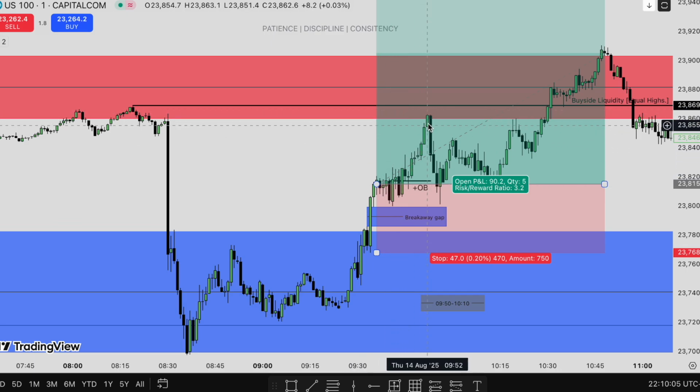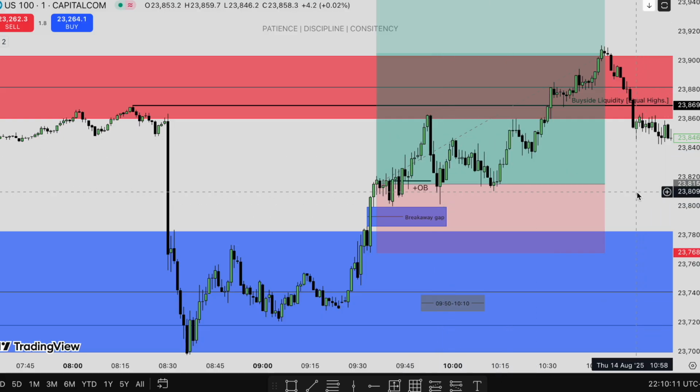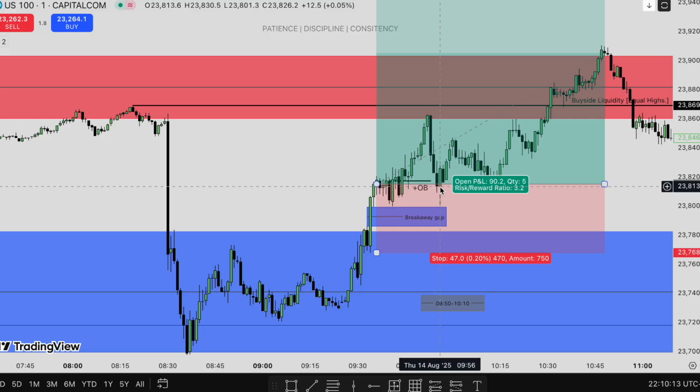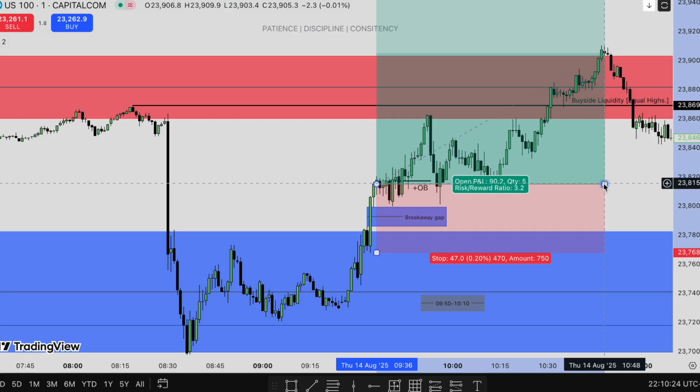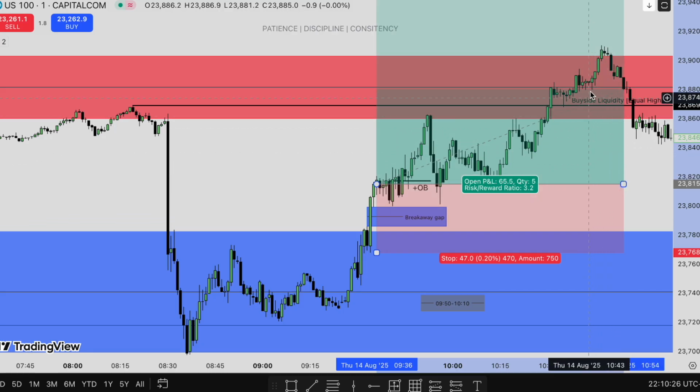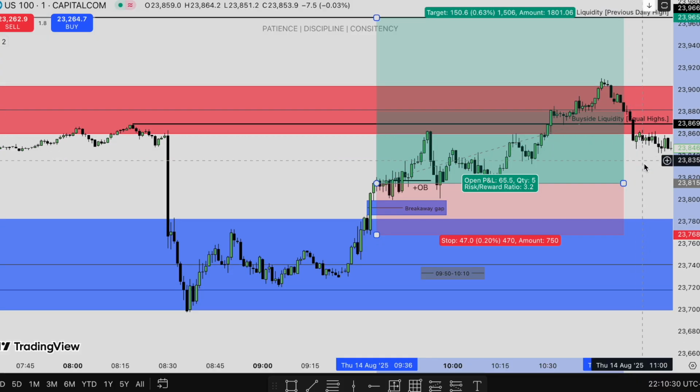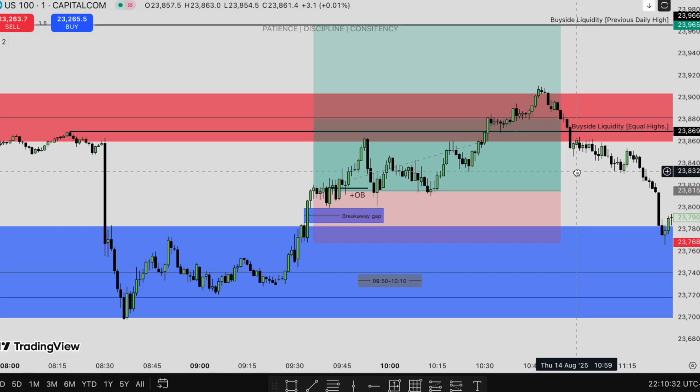I think I took a partial somewhere here, retraced lower, traded higher again, and rejected off this rejection block, respected that rejection block, traded higher. I think I trailed my stop loss. I kept trailing my stop loss all the way up until I eventually got stopped out somewhere here. So that's how it played out on my Equity Edge account.